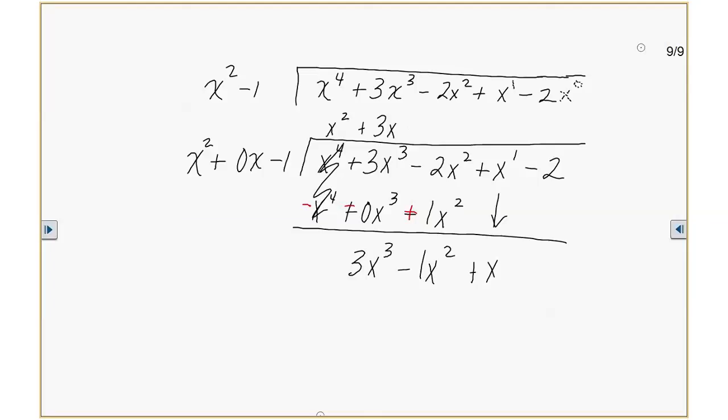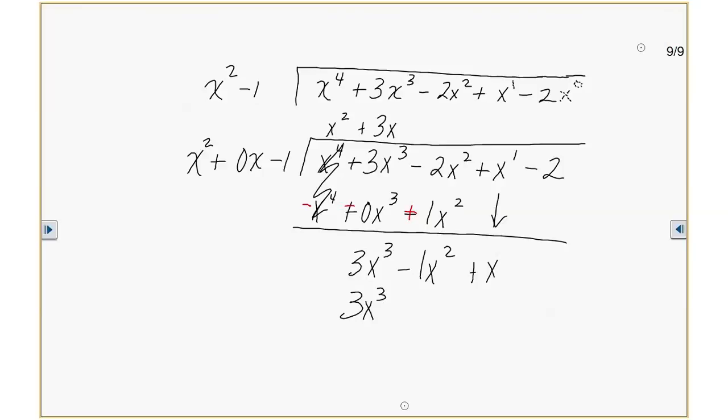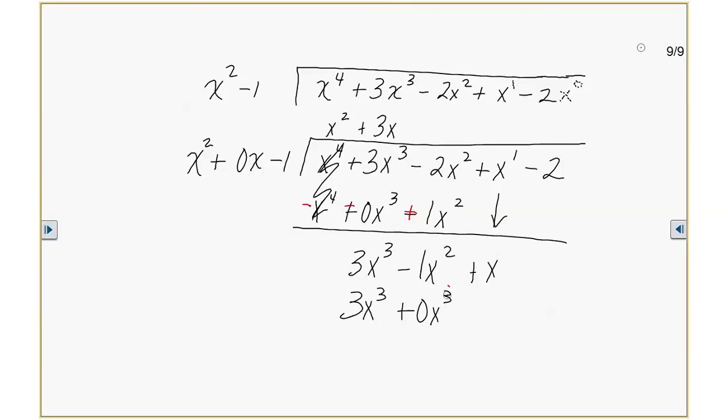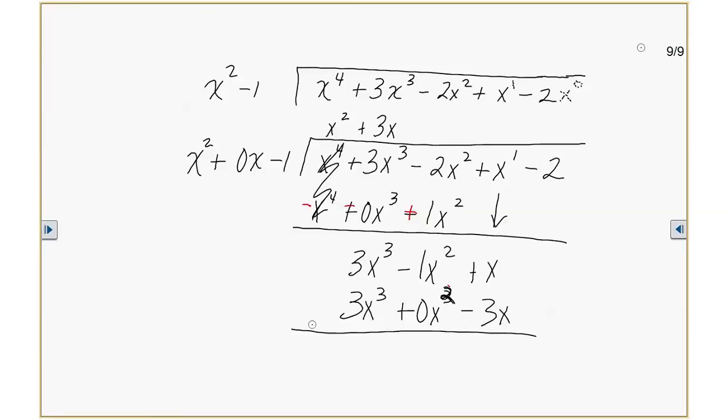Nope. You got to do that on the next one. 3x times, because 3x times x squared is what? 3x cubed. 3x times 0 is 0x squared. Oops. And 3x times negative 1 is what? 3x here. Thank you, class.